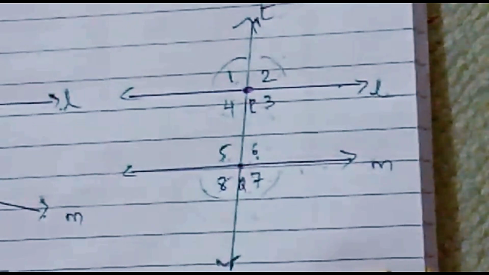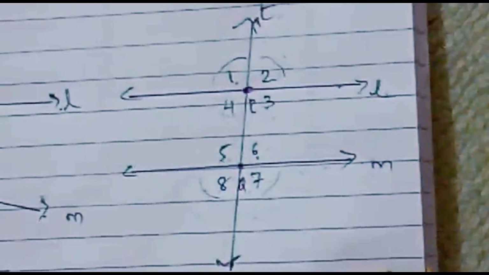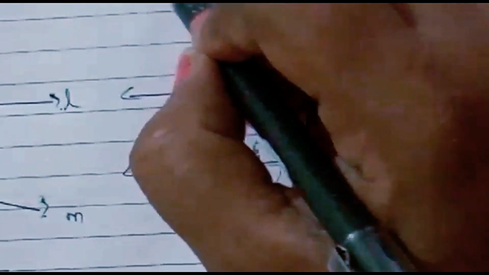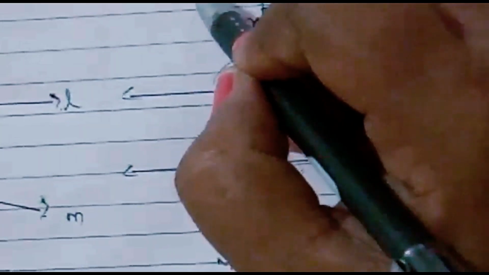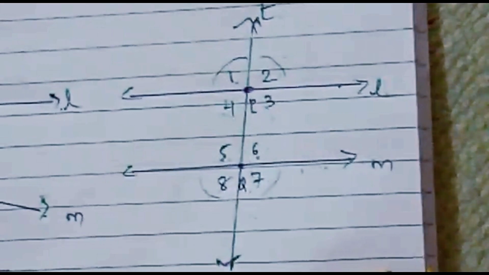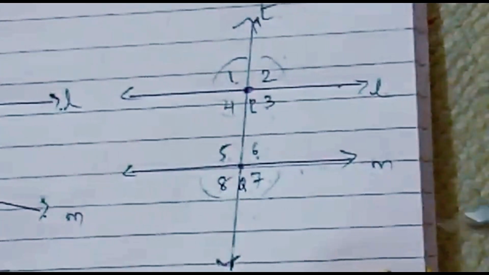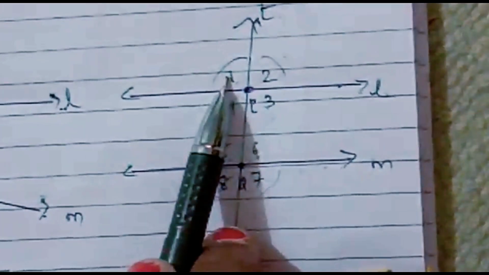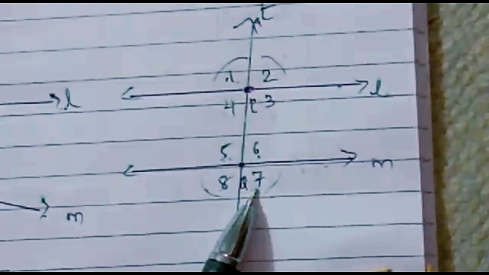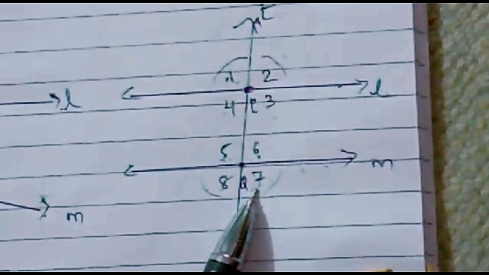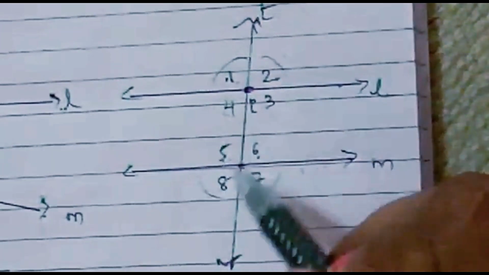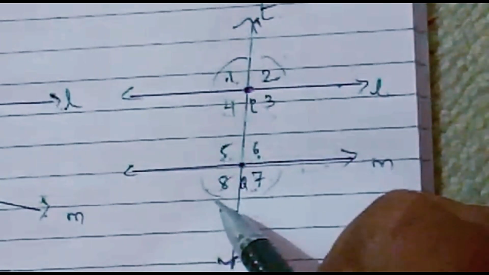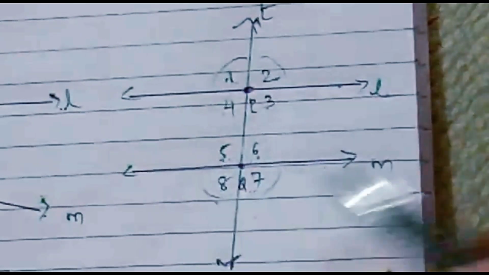Same way, we can also have alternate exterior angles. Means one may be on the left, one may be on the right, and one may be on the upper side, one may be on the lower side. So you can see angle 1 and angle 7, they are alternate exterior angles. Same way, angle 2 and angle 8 are again alternate exterior angles.